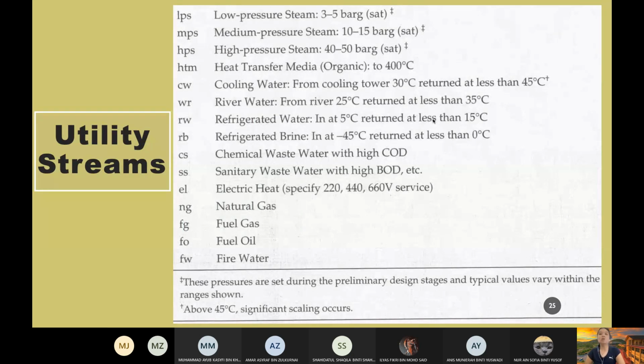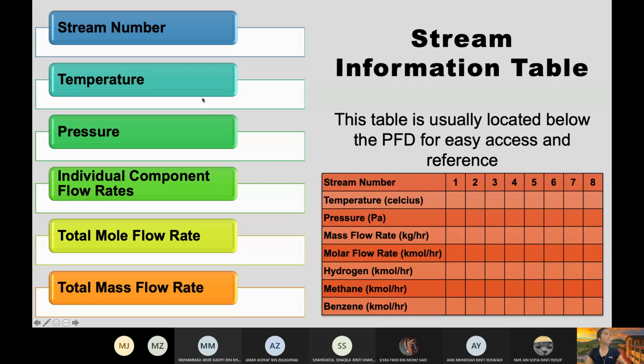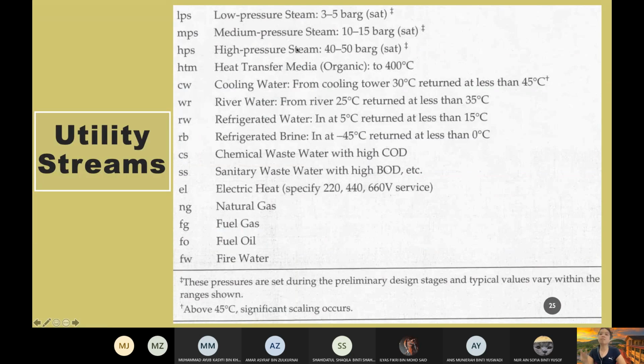Okay, next, utility. So you remember, if you're using anything that involves heat ataupun cooling, mesti memerlukan utility. Kan? Macam mana kita nak panas atau sejukkan that equipment. So you have several types. So you have steam. Even steam pun ada low pressure steam, medium pressure steam, high pressure steam. So apa beza steam ni? Apa pressure steam ni? Just that pressure dia je. Berapa pressure yang kamu guna untuk steam tu.